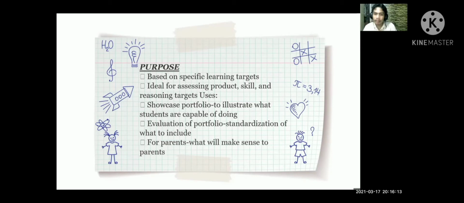The next one is ideal for processing product, skill, and reasoning target uses. So, kagaya nga ng sabi ko, di ba? Mas madali natin tong ma-assess yung student natin by the end of the grading because andun yung mga product na-compile. And then, kung yung skill nila, halimbawa sa mga talagang gumagaling na sila mag-plus, mag-minus, and before ka magturo sa kanila, hindi sila ganun magaling. And after that, nakita mo yung product ng learning nila. Yun na yun. Natututo sila, di ba? Na-assess natin yung isang estudyante by the means of that.